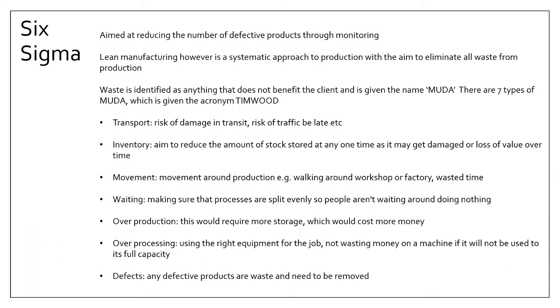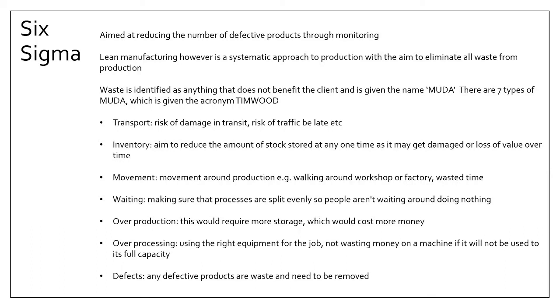You've got risk with inventory, so you want to aim to reduce the amount of stock that you have stored at any one time, because it might get damaged just in a storeroom. The longer you have it, it may lose value just as markets change. So you've got movement, so this is movement around production, so in terms of walking around the factory or the workshop, basically time when it's not being used properly for production, that bit in between where you're walking to go and get material, that's wasted time. How can we make it more effective? So you've not made something, you have to get up, walk halfway across a factory to get some material, come all the way back. That there is seen as wasted time, that movement. How can we reduce that?